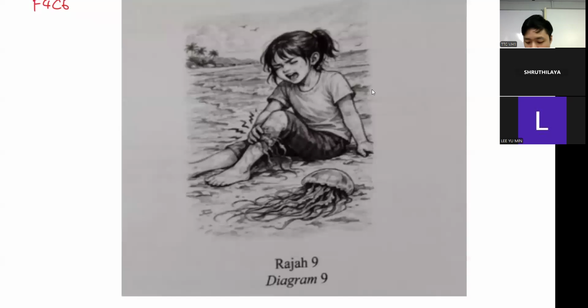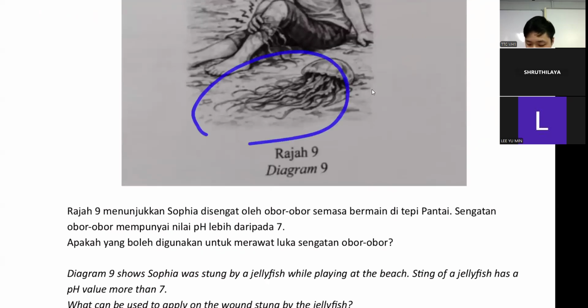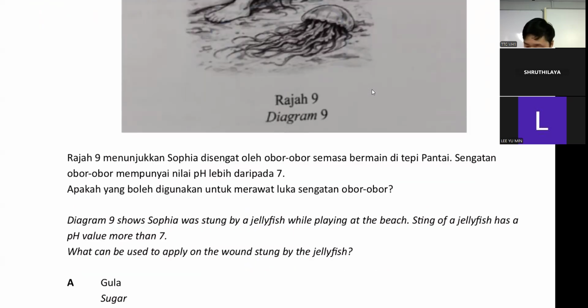This girl has been stung by a jellyfish. Jellyfish sting has a pH value more than 7. She's in pain. A pH value more than 7 means what? The sting is alkaline, the poison is alkaline. So how do we treat it immediately? What should we apply on the wound caused by the jellyfish? Do you think you should add more alkaline?